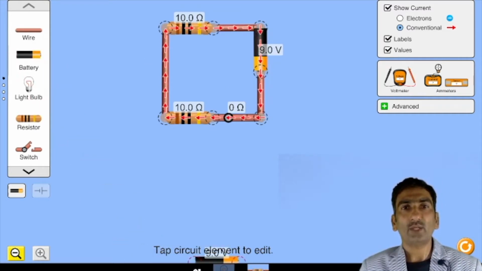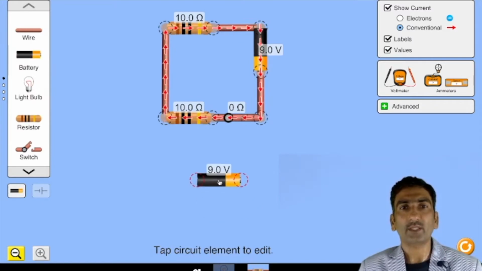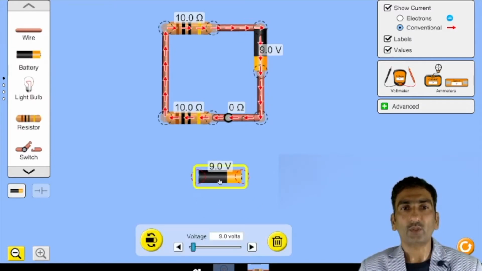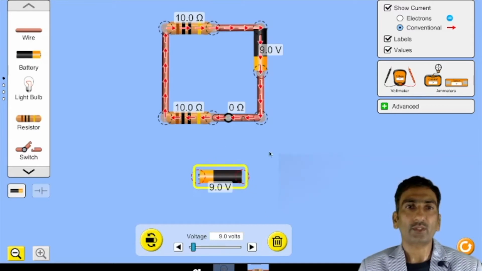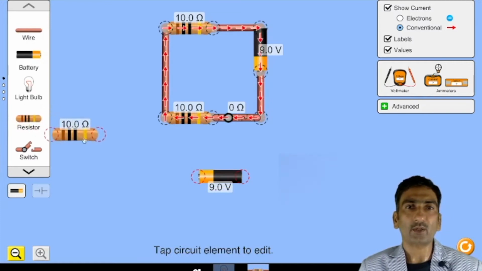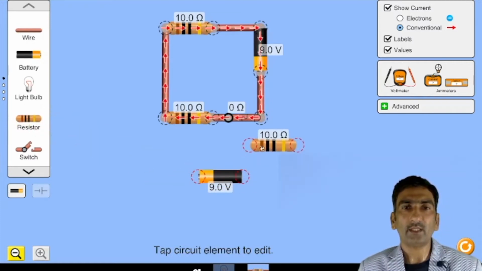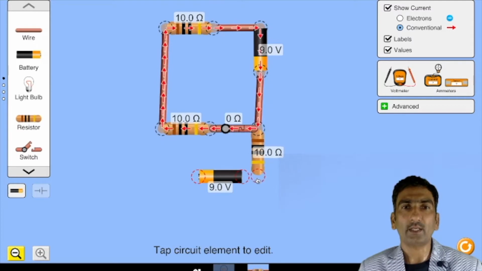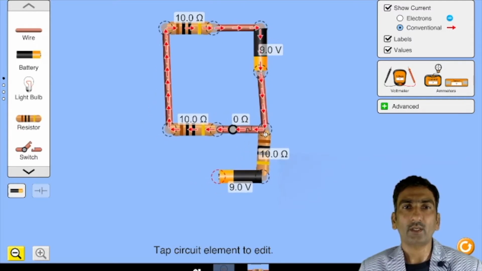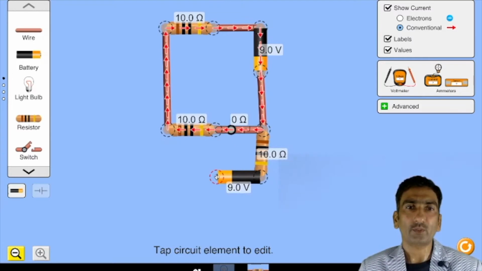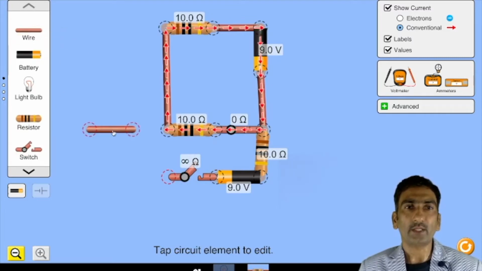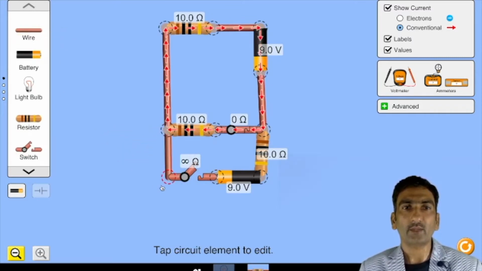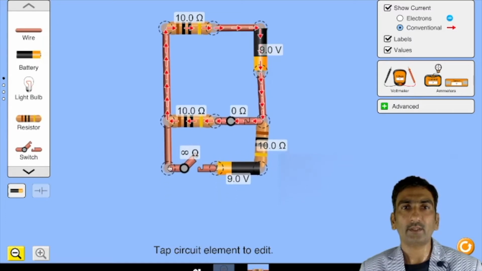Let's join one more battery. This time, let's reverse this terminal over here. And one more resistance, we can take it across this end. Here we can connect one resistor across this one, and that one. Then let's connect one switch and another connecting wire here.